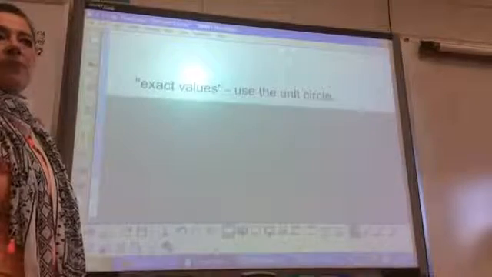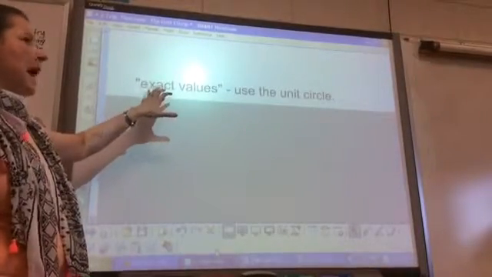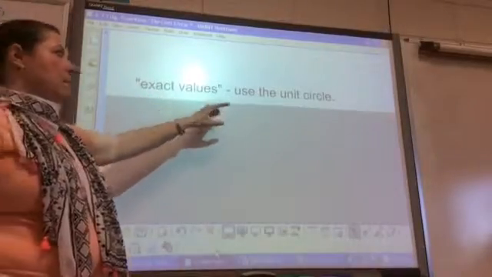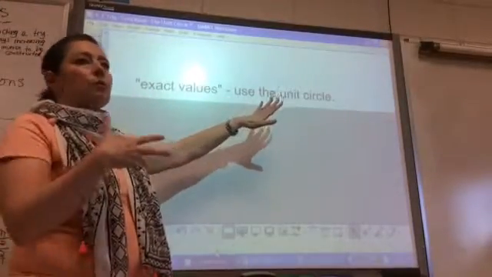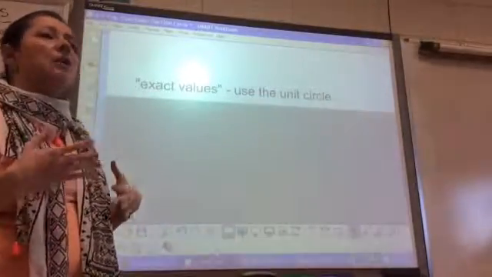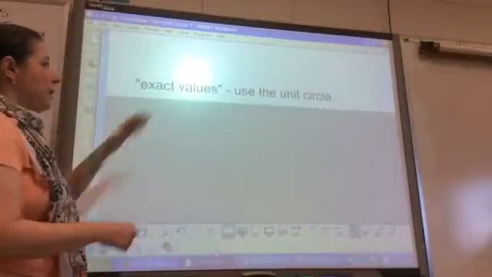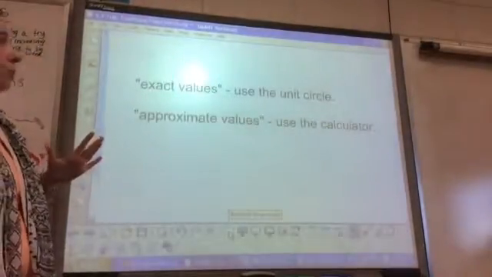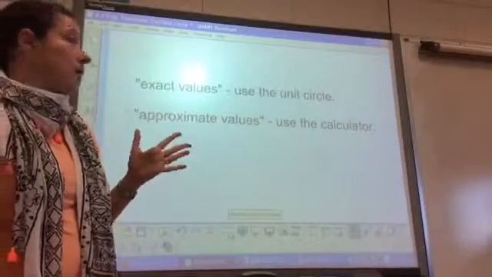All right, so y'all been finding exact values. When they say what's the exact value, that means you go to the unit circle, and it's going to be an answer like square root of 3 over 2 or something like that. It's not going to be a decimal. So that's what we've been doing. Now we're going to do the approximate values. That means on the calculator.